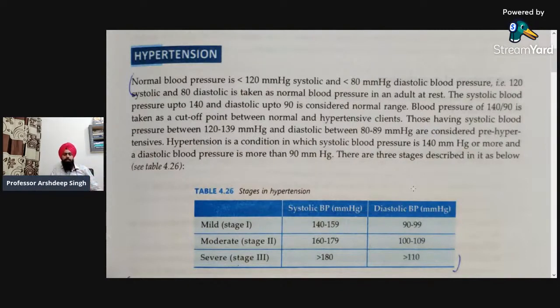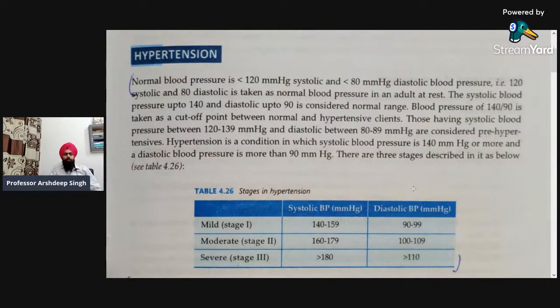Then systolic blood pressure up to 140 and diastolic up to 90 is considered in the normal range. But blood pressure of 140 by 90 is taken as a cutoff point between normal and hypertensive clients. So this is the point that differentiates a person as having hypertension or not. If the person has blood pressure more than 140 by 90, that person, either female or male, can be a hypertensive patient.